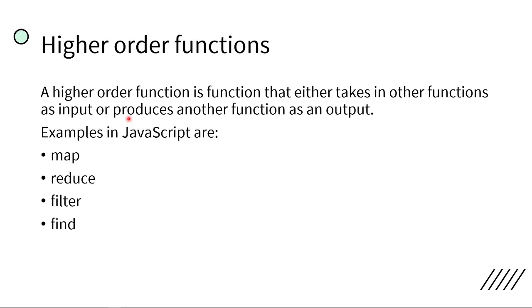And then, lastly, higher order functions. A higher order function is a function that either takes in other functions as input or produces another function as output. I think you have not encountered this yet in your programs. Usually, the functions we write take regular inputs, like numbers or strings. But actually, it's also possible to pass a function to a function. So not just strings or numbers as your input. That's what we call higher order functions.